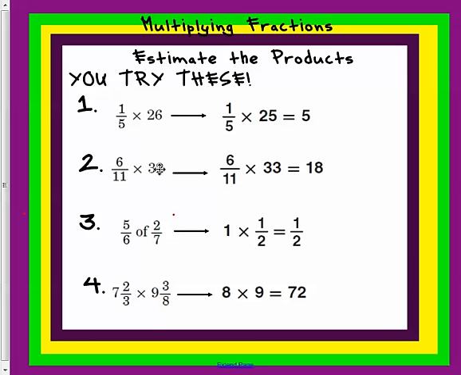6/11, well, 11 doesn't go into 32, but it goes into 33. So we can simplify and get 6 times 3 is 18. Here we can think of the 5/6 as being like a 1 and the 2/7 as being like a half. So 1 times a half is a half. This is almost 8 and this is almost 9. So 8 times 9 is about 72.